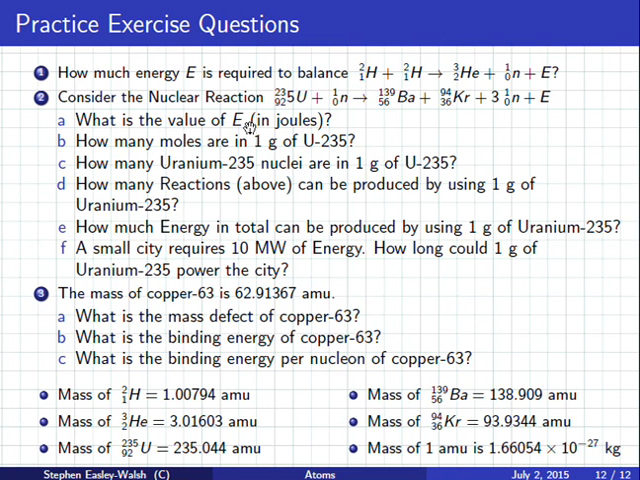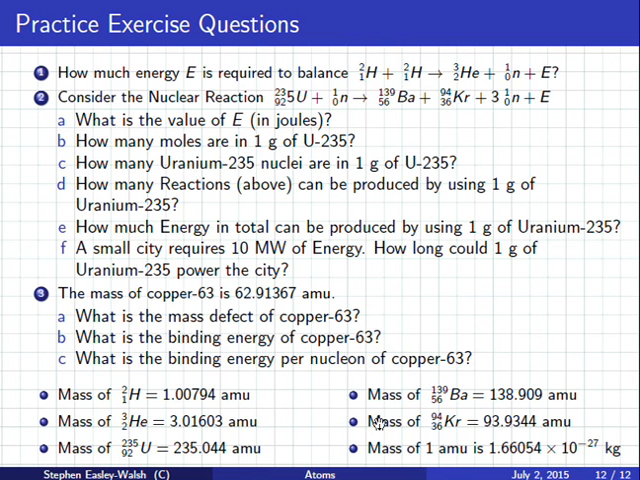How many moles are in 1 gram of uranium? How many uranium nuclei are in 1 gram? So that relates to that. How many reactions can be produced using 1 gram? How much energy in total can be produced? And then there's a question here about power. And then here's one about mass defect. Copper 63 is this. What is the mass defect? What is the binding energy? What is the binding energy per nucleon? And here's all the information you need.